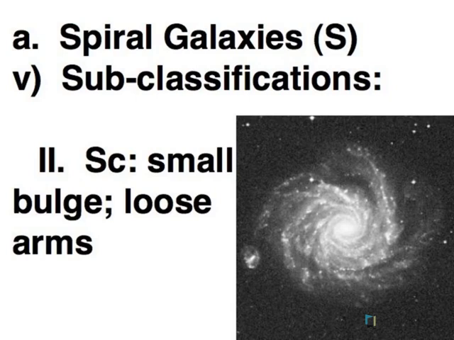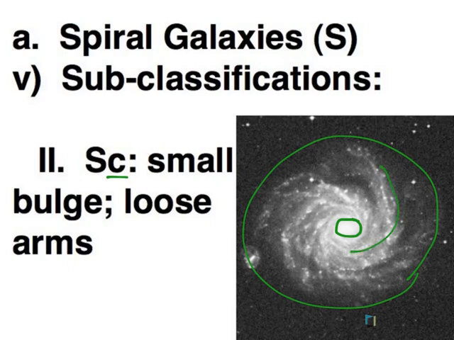The other extreme is Sc, where now our central bulge is very small compared to the entire disk. So the disk is very, very large compared to that central bulge. And now our spiral arms have a lot more space between them.